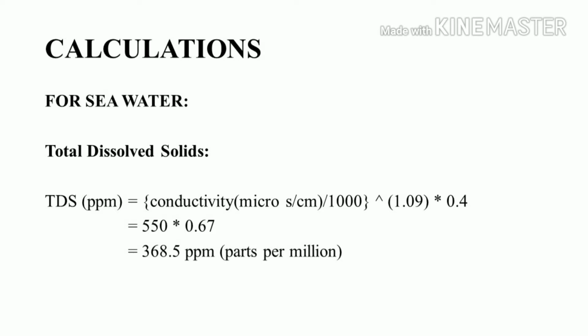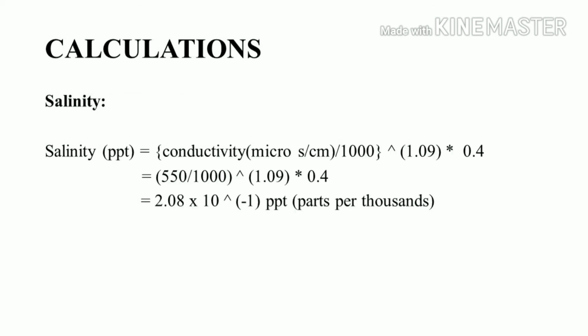Now, for the calculations of seawater, TDS is found out by conductivity into factor. That is 550 into 0.67, which is obtained as 368.5 ppm, which is parts per million. And now, to find out the salinity value of the seawater, the salinity is found out by conductivity by 1000 the whole power 1.09 into 0.4. That is 550 by 1000 the whole power 1.09 into 0.4. That is 2.08 into 10 power minus 1 ppt, which is parts per thousand.